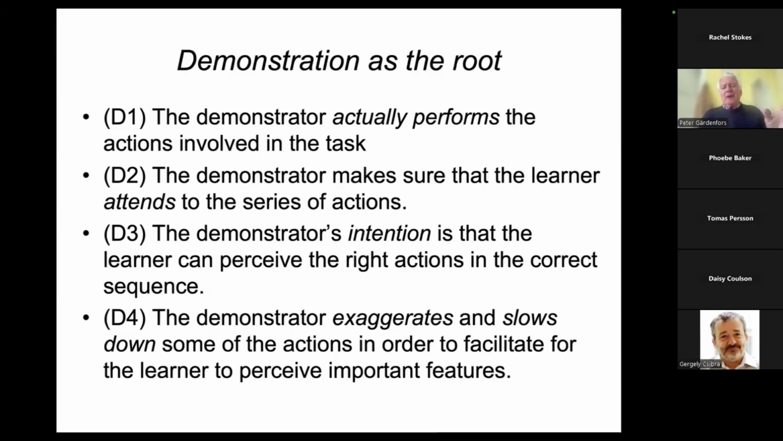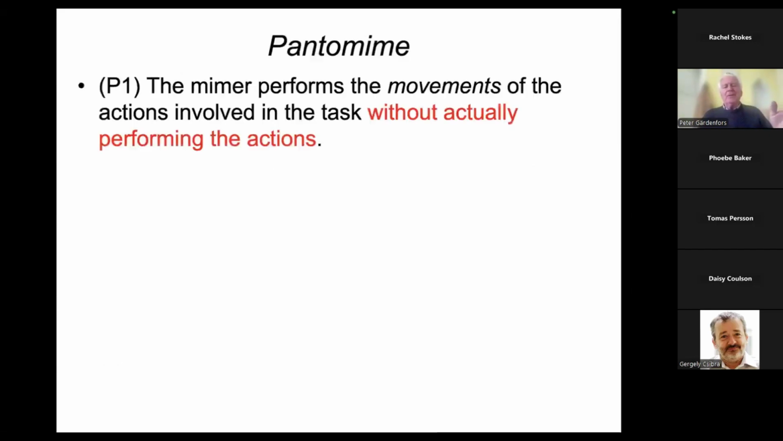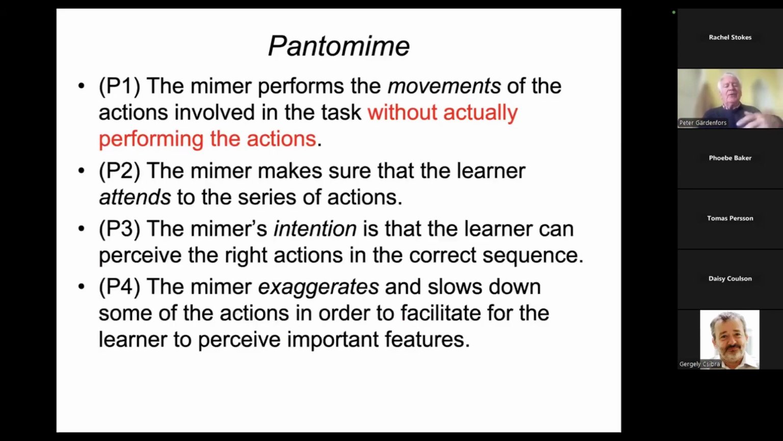Now, I want to compare that with pantomime. And pantomime is very similar, except for the first criterion, where the mimer performs the movements of the actions without actually performing the actions. So if you're napping a stone and you want some learner to make an older one tool, you can't make the older one tool, but you just have to show how it's done. Otherwise, you destroy the core, and that's no good for the learner. And for the rest of the conditions, they're the same as for demonstration.